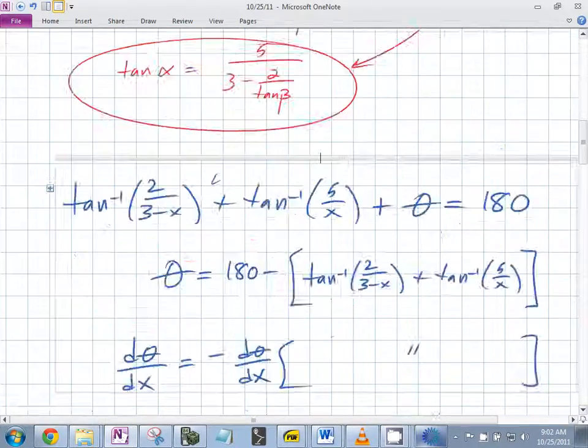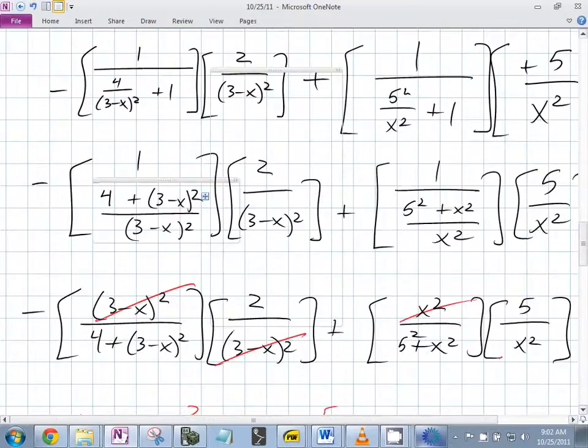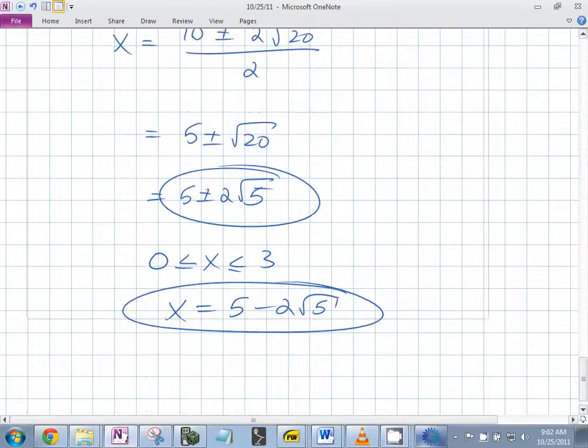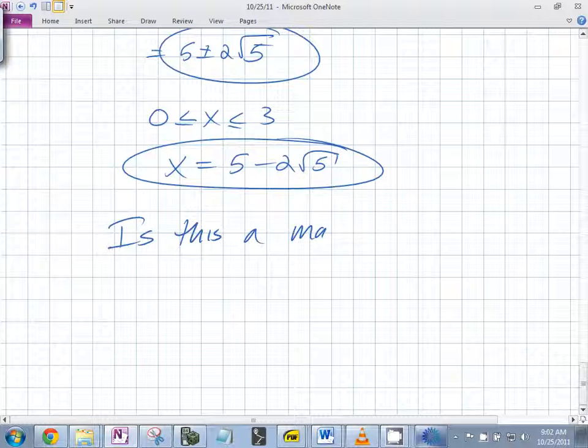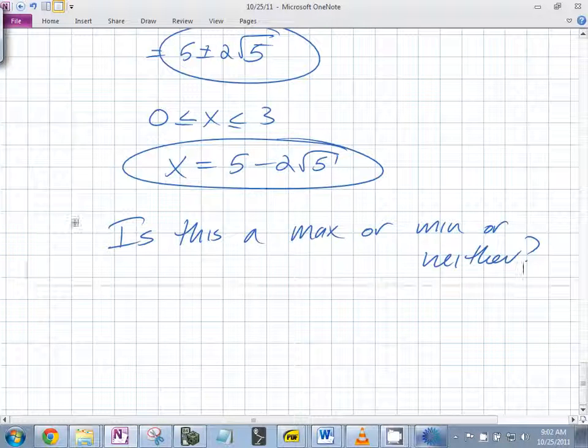But we're actually really not done quite yet. What would you need to do? We're not done yet. This is the last thing I've hammered on. Check that it's a maximum. Is this a max or min or neither? In this case, what two tests do you have? First derivative test and the second derivative test.